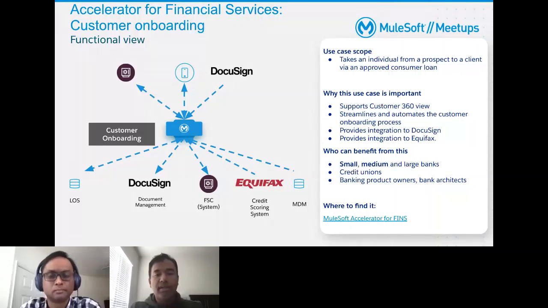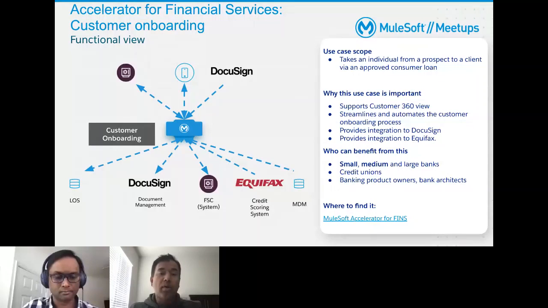All these integrations are already built in, and this helps any new banking customer who is planning to reduce the overall turnaround time for onboarding a customer to already have a very good jumpstart. This really helps new customers, especially small and medium customers who are trying to make headway into this industry. It really helps them a lot. So if you look at why this use case is important, yes, it supports a 360 view. It helps in streamlining and automating the customer onboarding process.